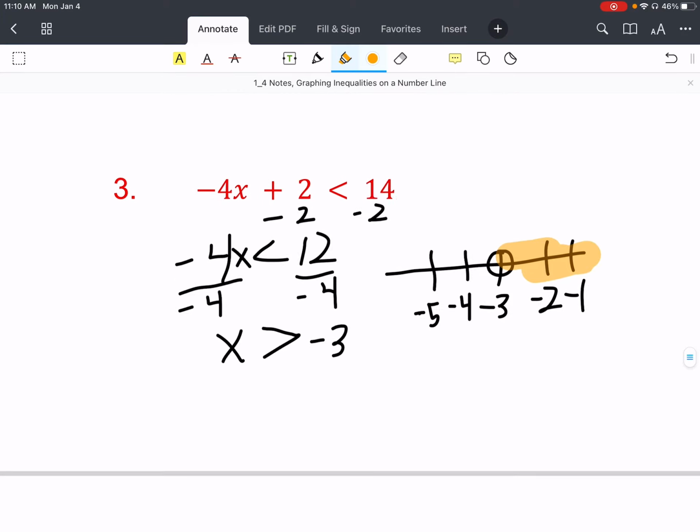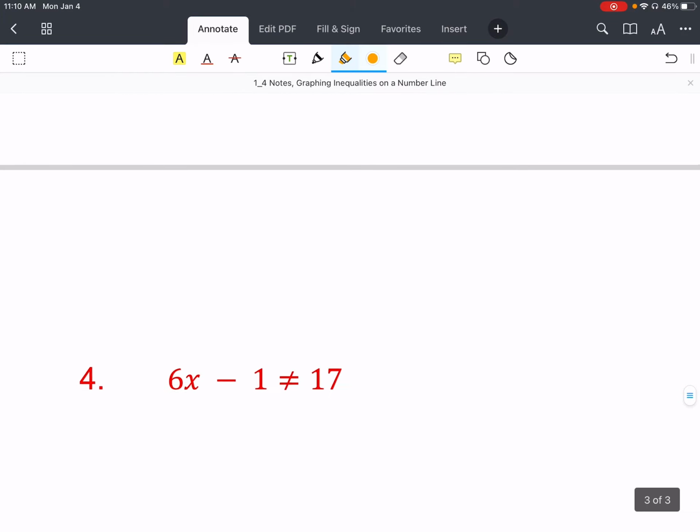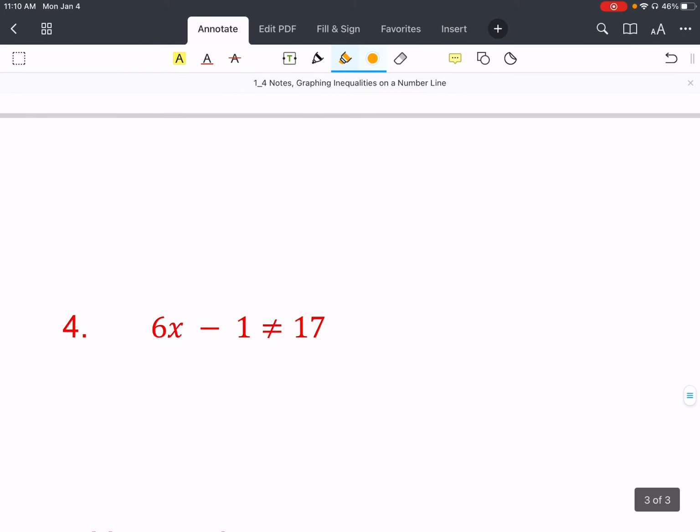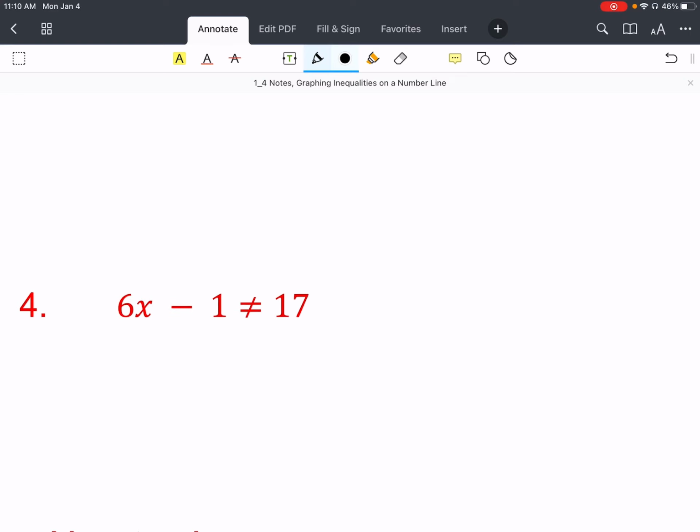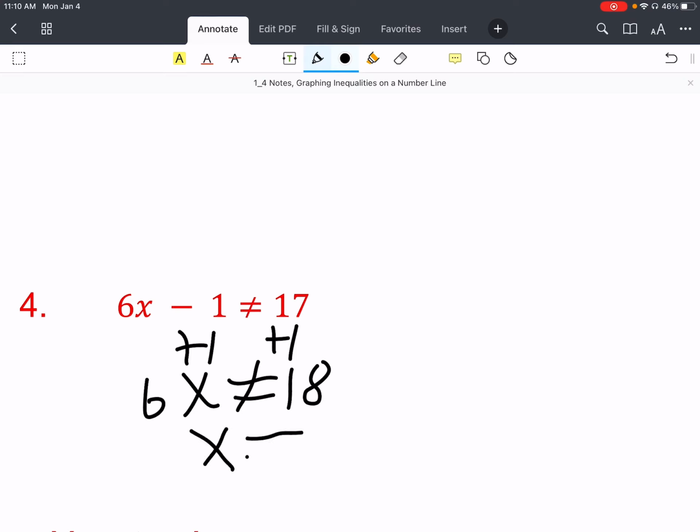Okay. Another example that's a little unique. We have 6x minus 1 does not equal 17. So the solving is going to be very similar. 6x does not equal 18. Divide both sides by 6. X does not equal 3. So that means that x could be any number in the world except 3.